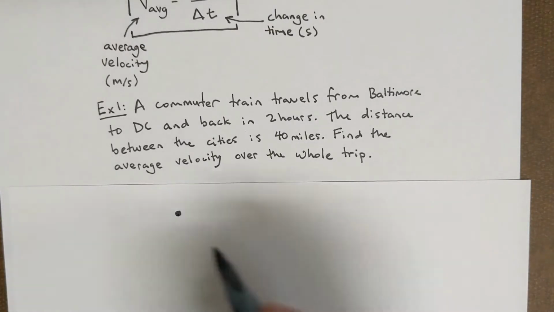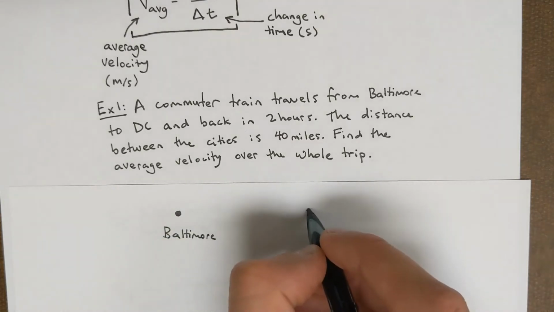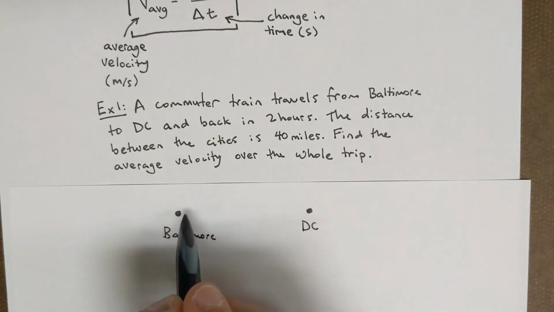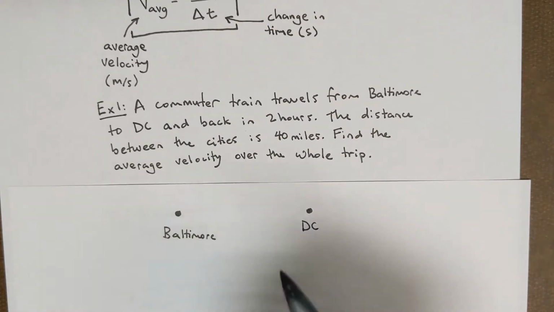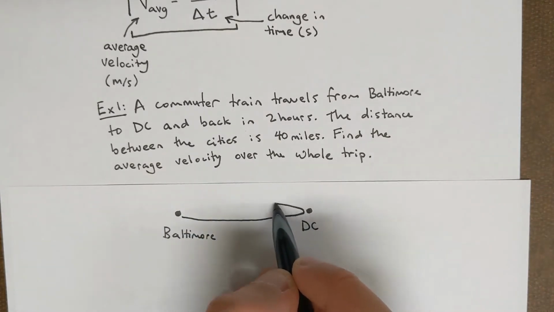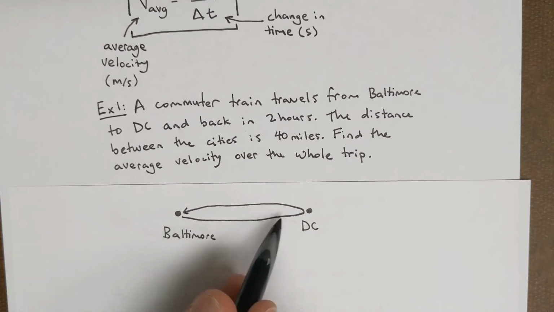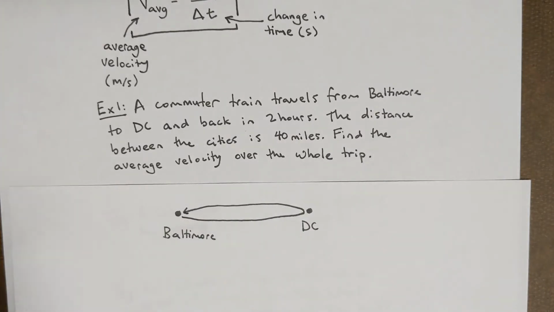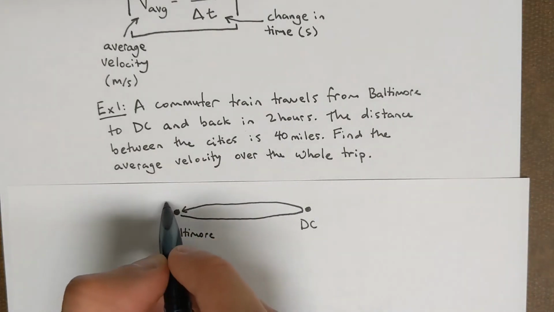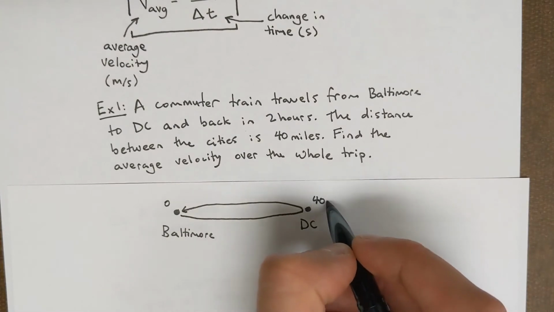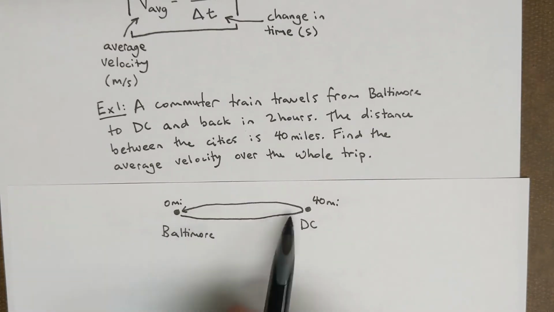And we have two cities. So we've got Baltimore and we have Washington, D.C. And the train goes from Baltimore to D.C. and back. So we're going to go Baltimore to D.C. and then back to Baltimore. Okay, so very important to remember then that our initial position here is going to be the same as our final position. We'll need that for the displacement. Okay, and it takes 2 hours for this round trip, and the distance between the cities is 40 miles, so here's 0, here's 40 miles. Okay, so 40 miles between the cities, 2 hours to go from Baltimore to DC and back.